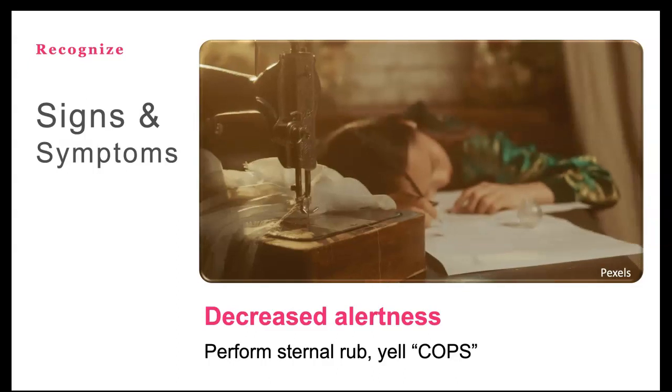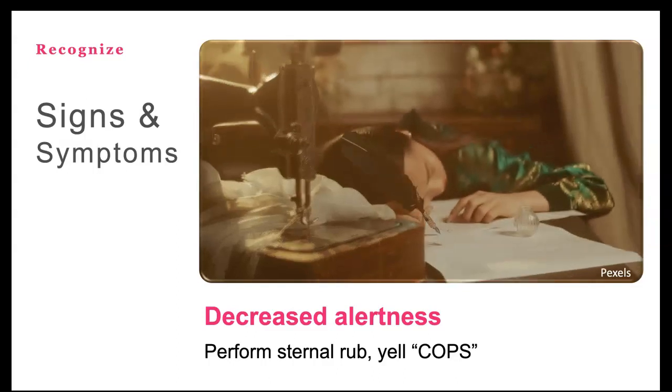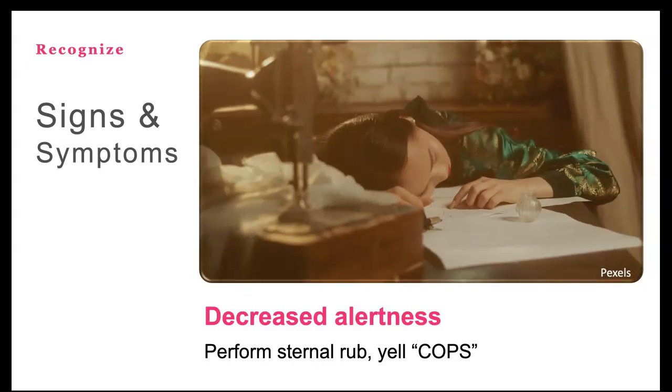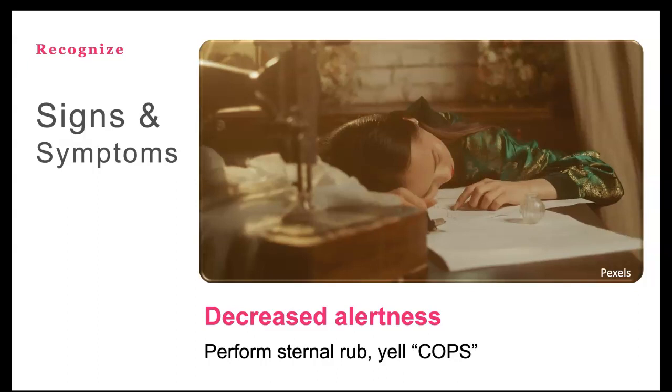The next sign and symptom of an opioid overdose is decreased alertness. What does this mean? They might not be able to respond to you. You say, hey man, are you okay? And they don't respond. A great way to check to see if they're responsive is what's called a sternal rub.